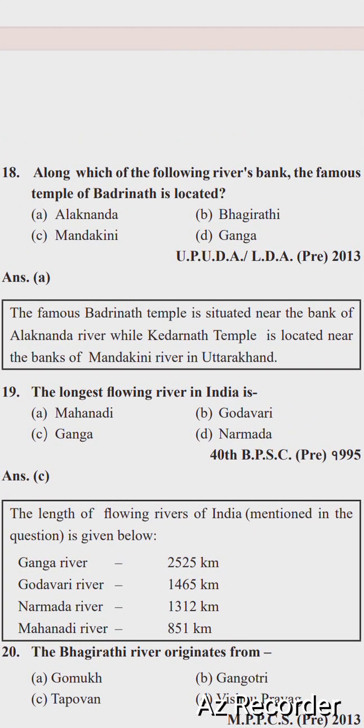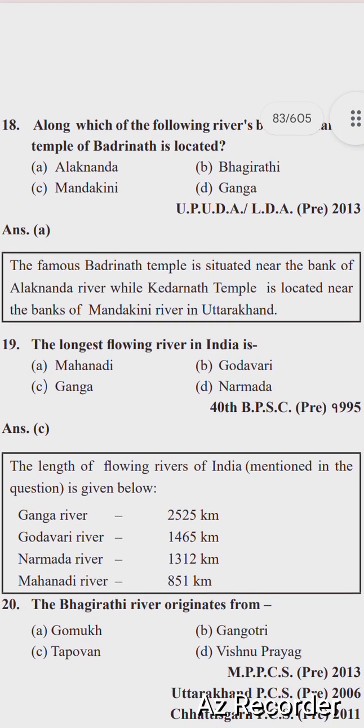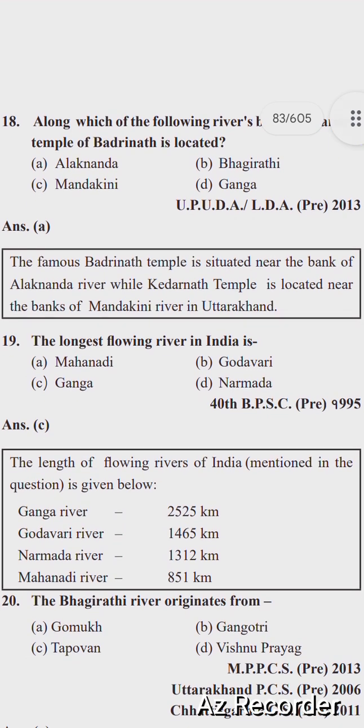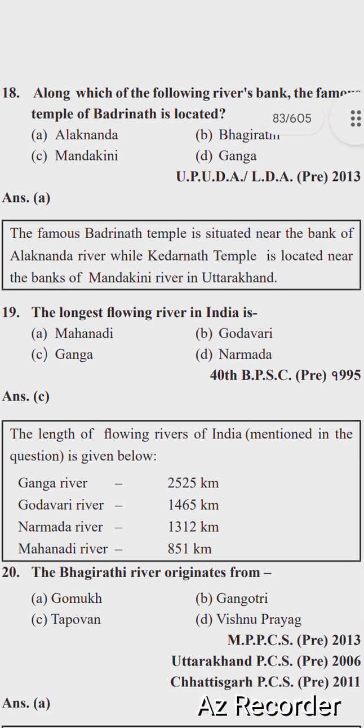Next, along the bank of which of the following rivers is the famous temple of Badrinath located? Options A, Alaknanda, B, Bhagirathi, C, Mandakini, D, Ganga. Right option is option number A, Alaknanda. The famous Badrinath temple is situated near the bank of Alaknanda river, while Kedarnath temple is located near the banks of Mandakini river in Uttarakhand.